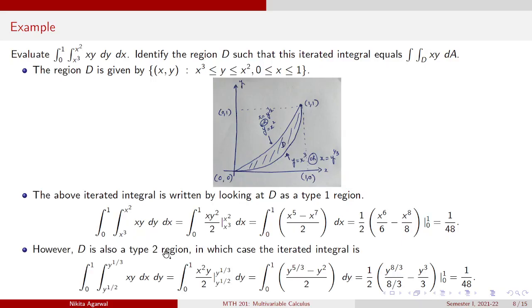But you can also look at it as a type 2 region, in which case y goes from 0 to 1 and x goes from y to the half to y to the 1/3, which is what I have done here. If you do all the computations, you have to get the same answer, right? Because xy is a continuous function, so it is satisfying the hypothesis of Fubini's theorem. Okay, so remember one thing, that when you compute such integrals, you start from the innermost. Innermost is with respect to y, so x is a constant, and then you move out.